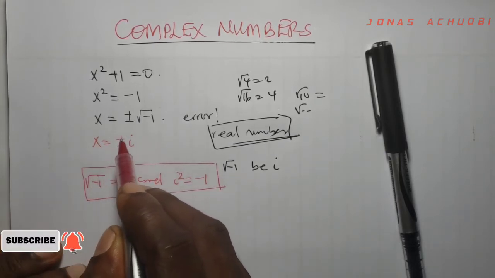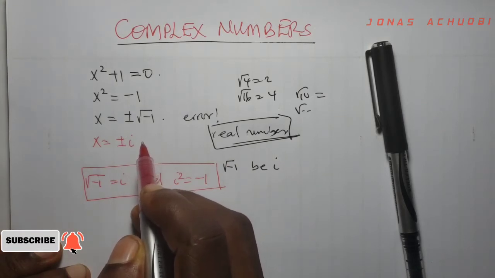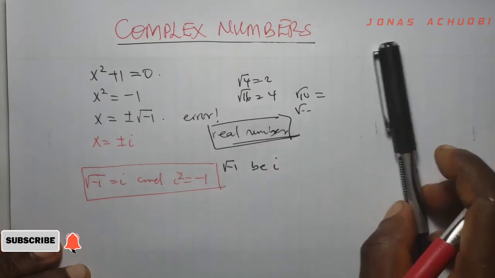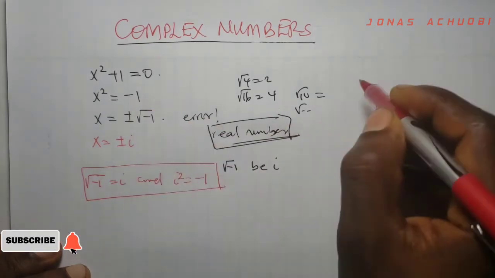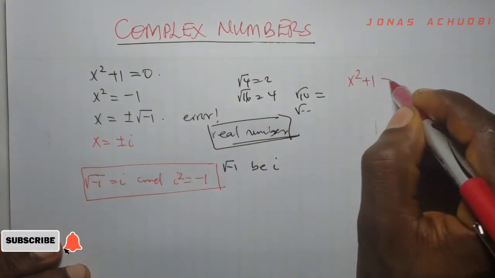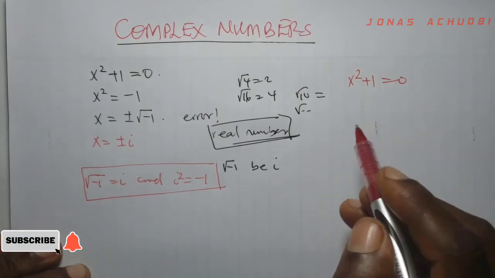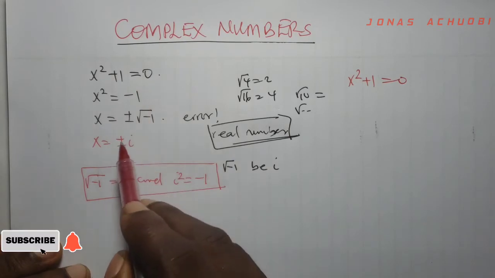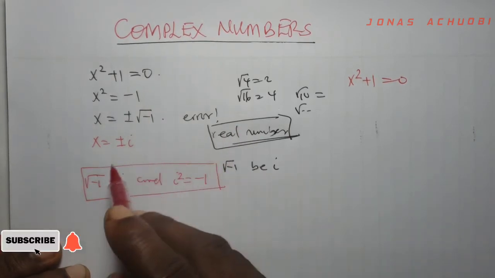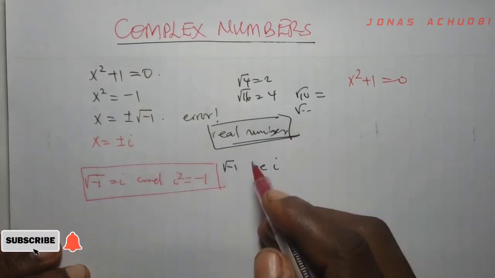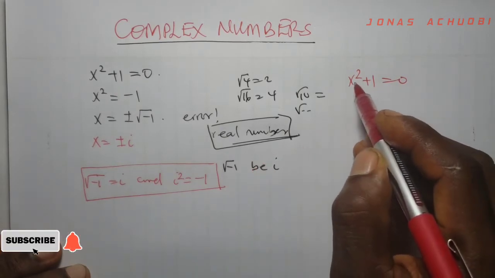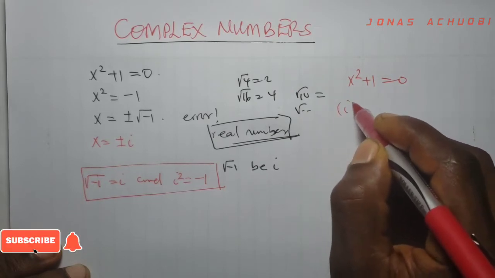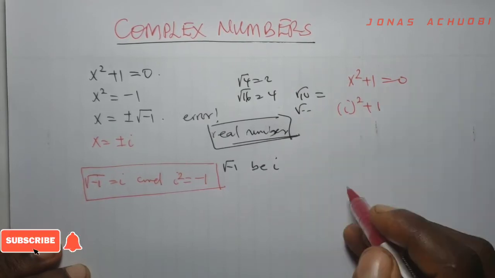So if x is equal to plus or minus i, does this make sense? Does this qualify to be called a solution to this equation? Let us see if it is. So we have x squared plus 1 equal to 0. Now we have said that the square root of minus 1 is i, so the solution to the equation is x equal to plus or minus i. So let us take plus i, for example, to check. If we substitute i into the left-hand side of the equation, what do we have? We get i all squared plus 1.